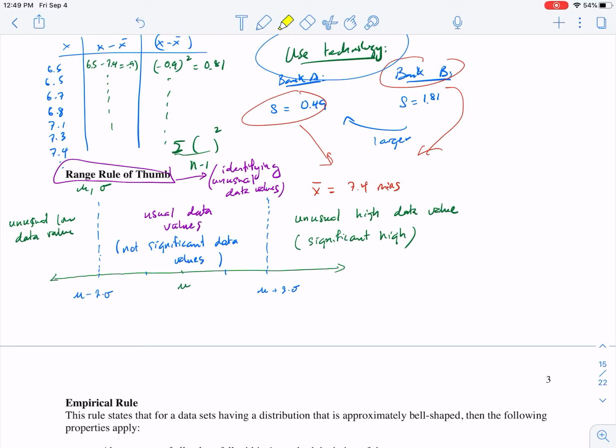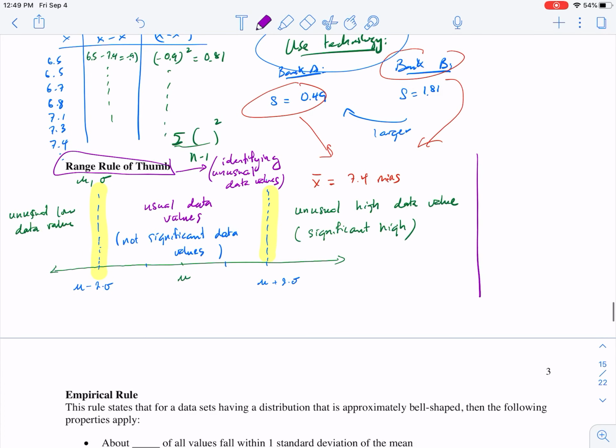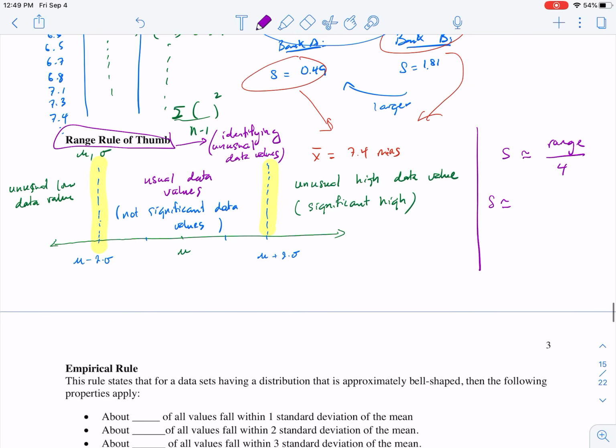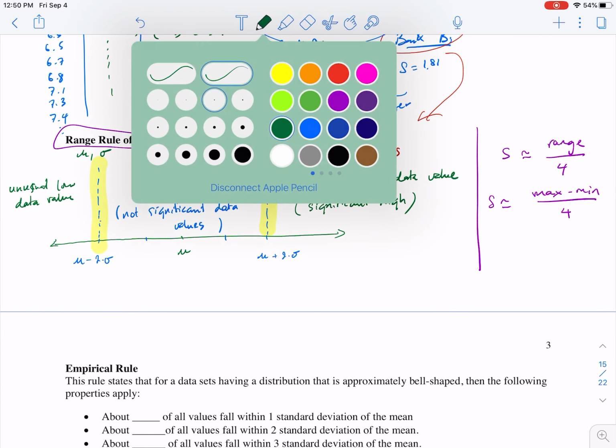That is the cutoff point right there. This is called the range rule of thumb. Just a side note here: we can estimate the standard deviation using the range divided by 4, where the range is just the max value minus the min value. Dividing by 4 gives us an estimate of the standard deviation.